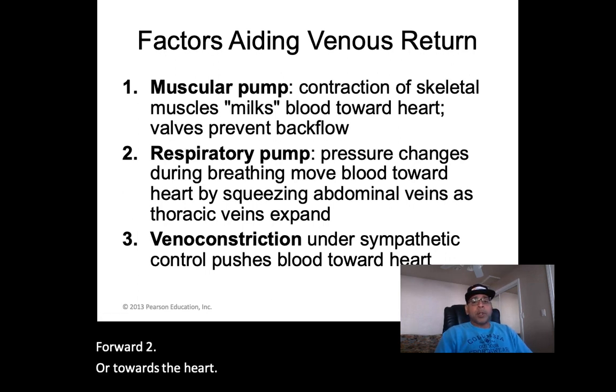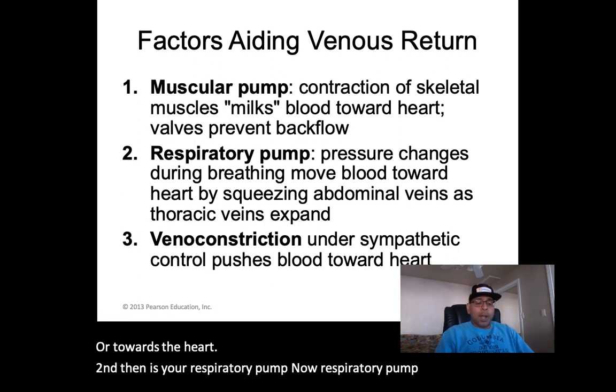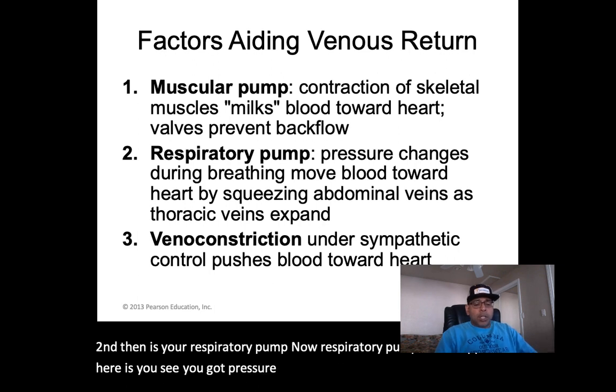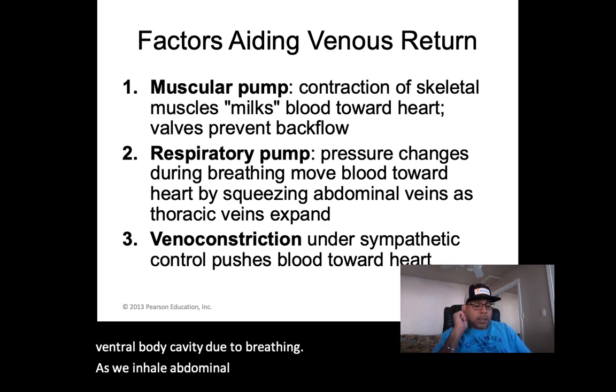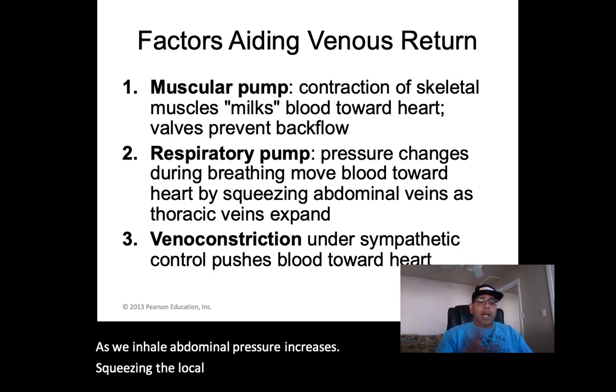Second then is your respiratory pump. Now, respiratory pump, what happens here is you've got pressure changes. Pressure is going to change in the ventral body cavity due to breathing. As we inhale, abdominal pressure increases, squeezing the local veins and forcing blood towards the heart.